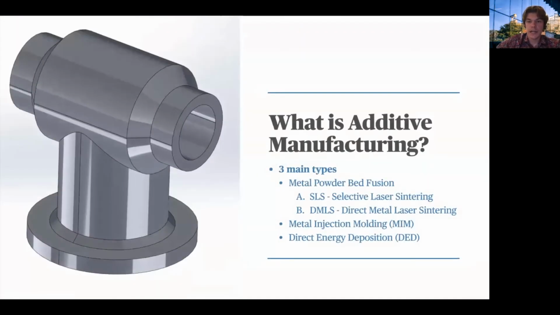What is additive manufacturing? Additive manufacturing can be broken down into three main types. There's metal powder bed fusion, metal injection molding, or MIM, and direct energy deposition, DED. Now, pictured to our left is the part that we are researching to try and produce eventually.